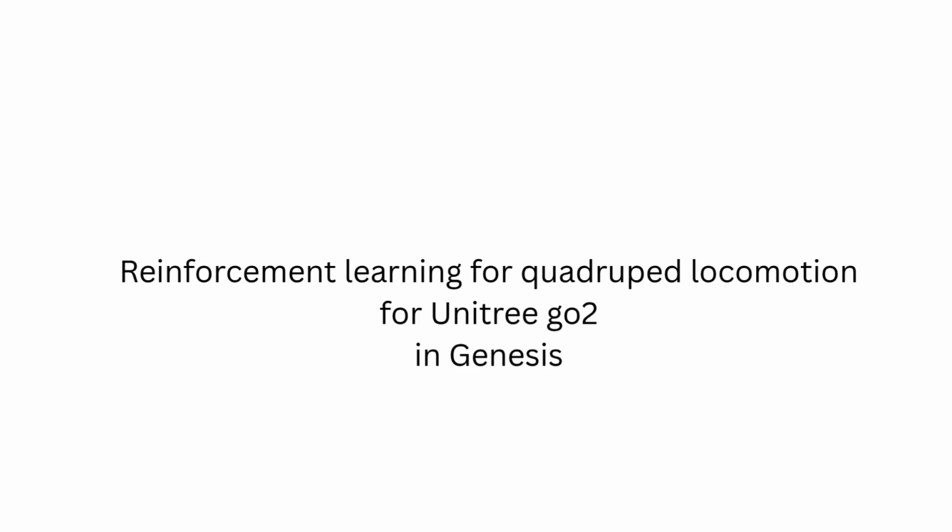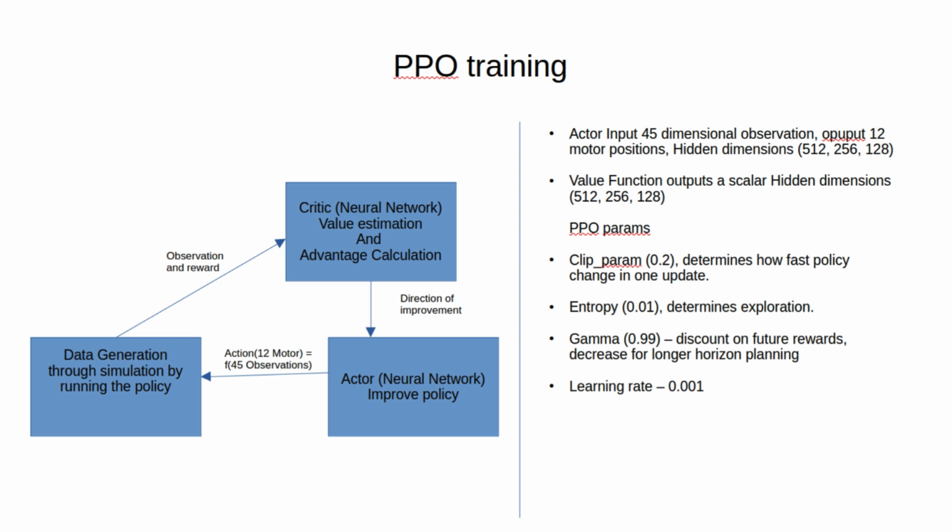For the final project of my deep reinforcement learning class, I am doing reinforcement learning for quadruped locomotion for the Unitree Go2 in the Genesis simulation platform. The method I am using is PPO-based actor-critic, which is widely used in robotics for learning locomotion. In the actor-critic method, the value estimation is given by a critic network, which gives the direction of improvement for the actor network, and the actor gives the outputs, 12 motor outputs here.